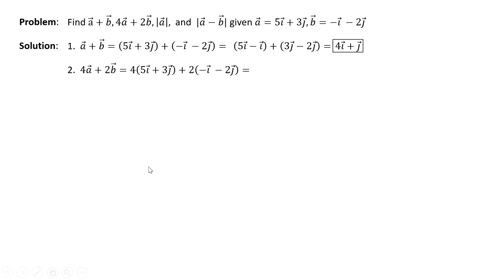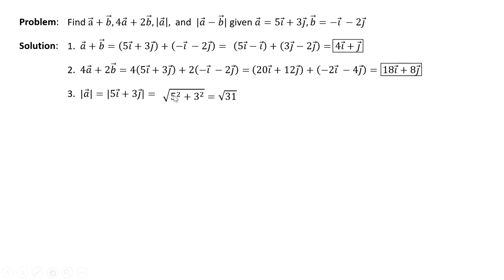4a plus 2b. 4 times the a vector plus 2 times the b vector. You can distribute according to the properties of vectors, and then add the like components. 20i plus negative 2i is 18i. 12j plus negative 4j is 8j. Magnitude of a: square root of 5 squared plus 3 squared.